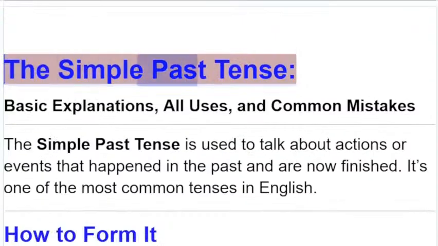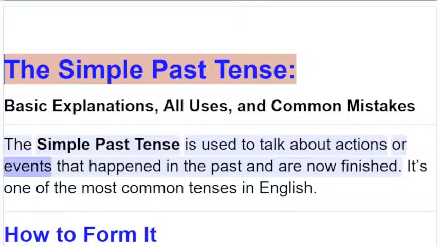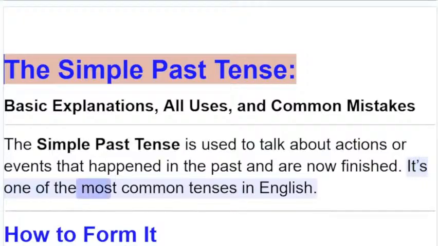The simple past tense. Basic explanations, all uses, and common mistakes. The simple past tense is used to talk about actions or events that happened in the past and are now finished. It's one of the most common tenses in English.